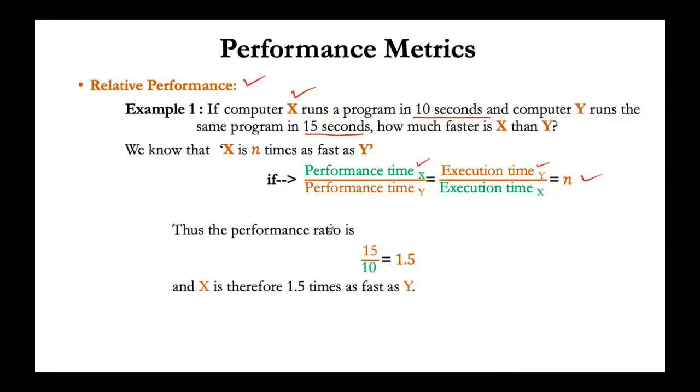So the performance ratio here is: the execution time of Y is 15 and the execution time of X is 10. That gives 1.5, the relative performance. That means we can say that X is 1.5 times as fast as Y. Or we can say Y is 1.5 times as slow as X.